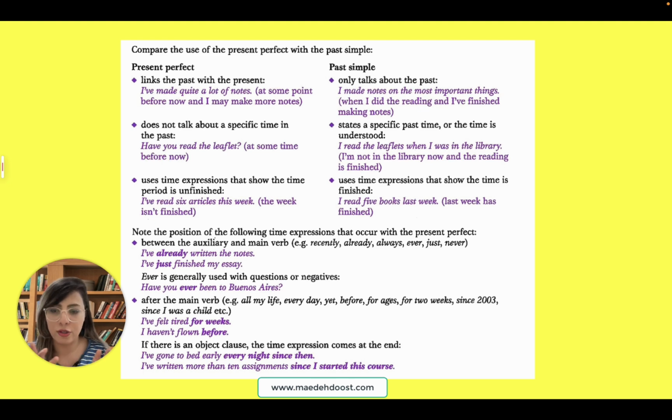This week isn't finished, so time is not finished in present perfect, but in past simple time is finished: last summer, last week, last month, last year. I read 5 books last week.